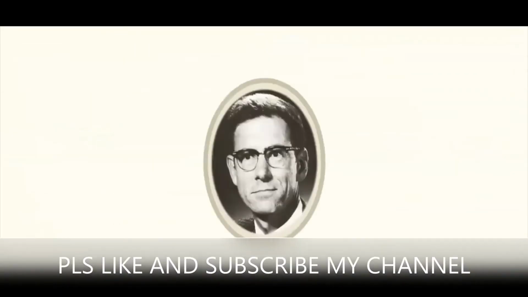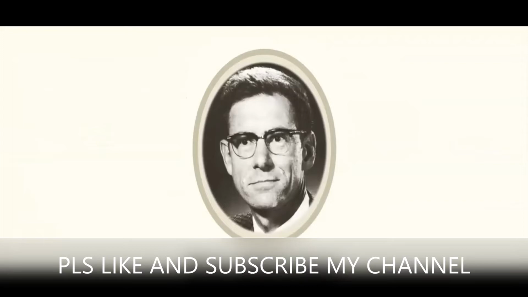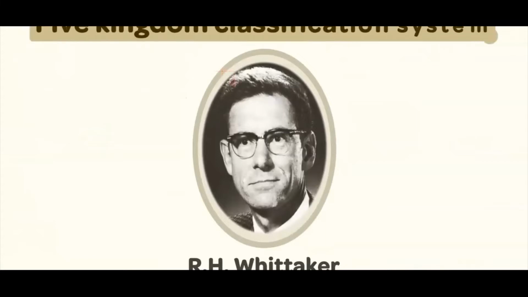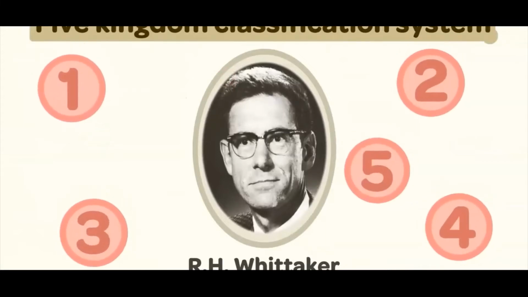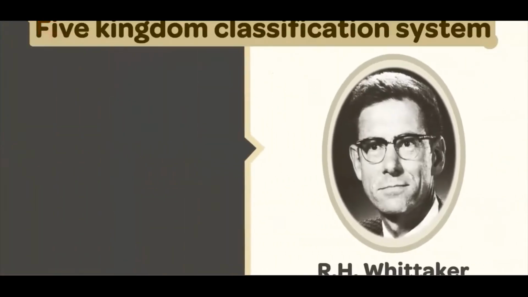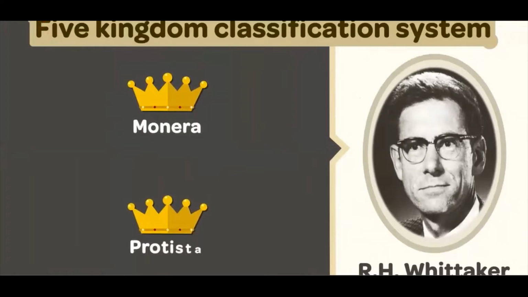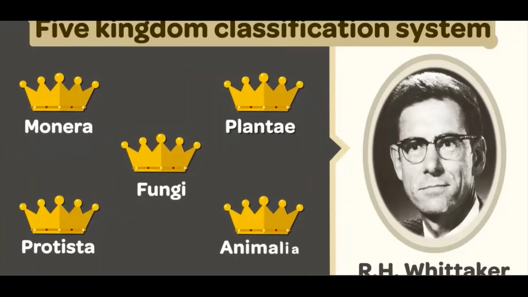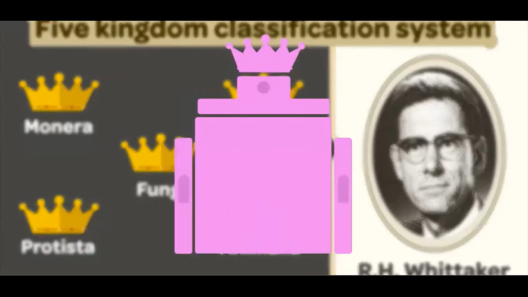We have learned that R.H. Whitaker, an American scientist, came up with an excellent system of classifying organisms. He put forth the 5-kingdom classification system, which helped classify various organisms easily. The 5 kingdoms that he suggested were Kingdom Monera, Kingdom Protista, Kingdom Fungi, Kingdom Plantae, and Kingdom Animalia. Let's begin studying about these kingdoms.